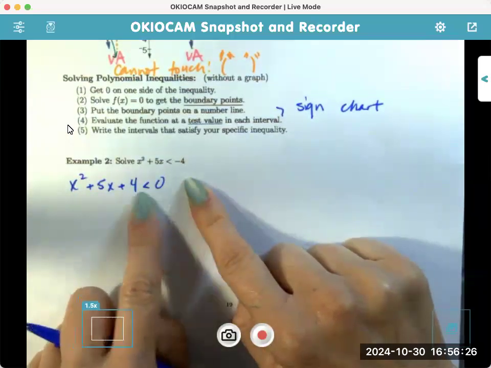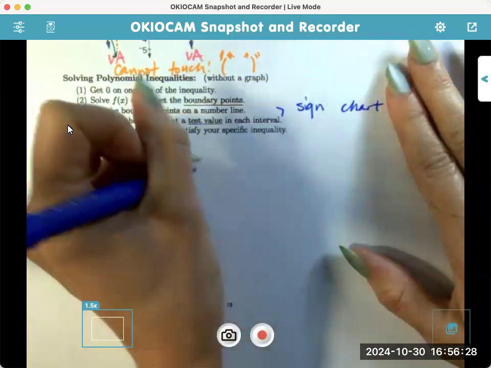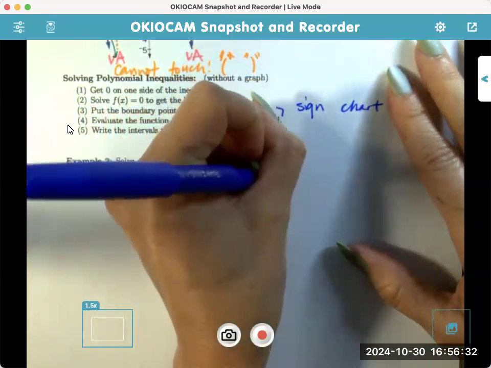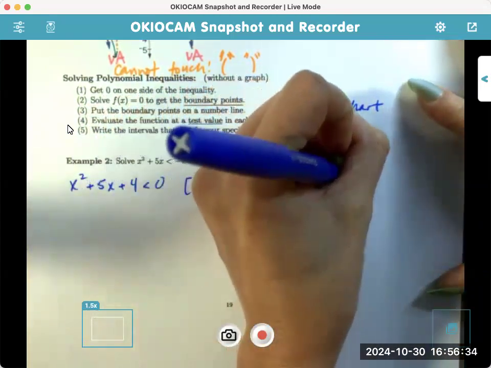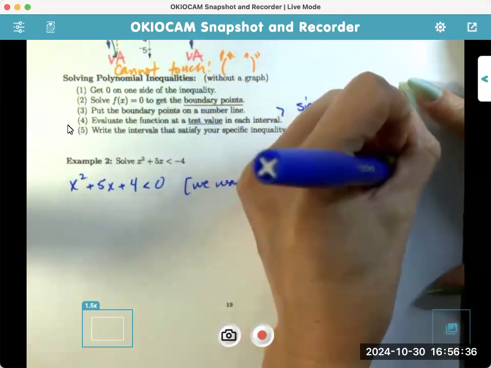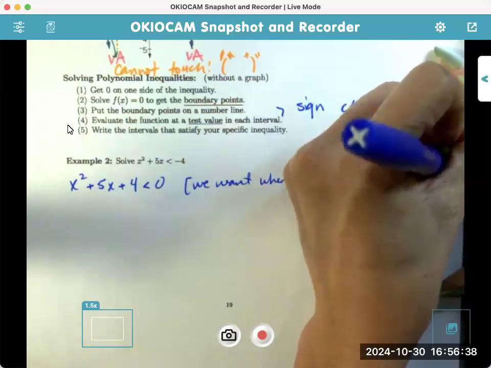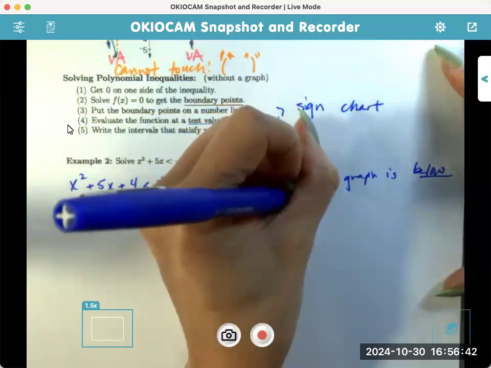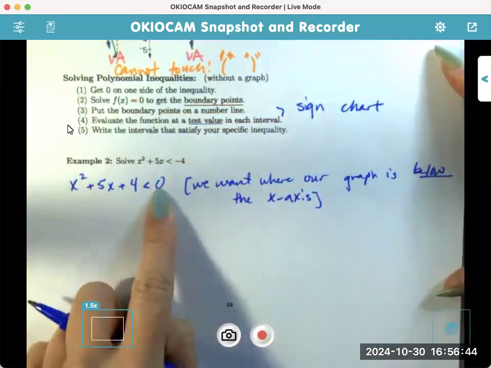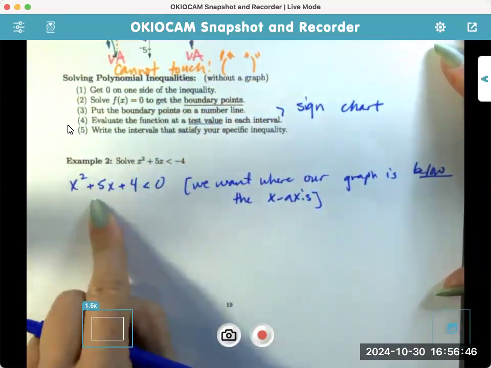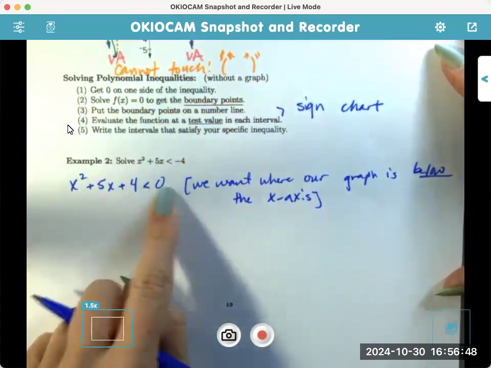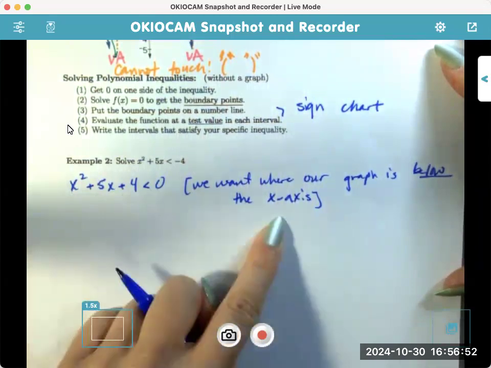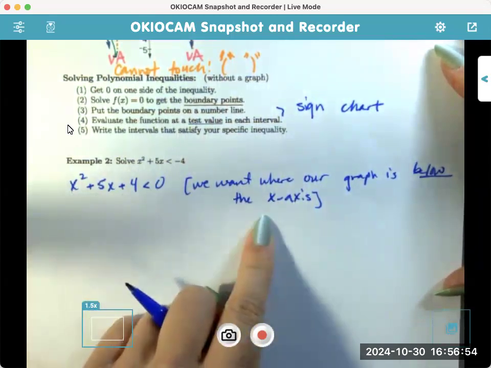Okay. So remember, we want to now know where our graph is below the x-axis, because less than or equal to 0. This is what that means. Where is our function below the x-axis? x squared plus 5x plus 4 less than or equal to 0. This is basically what this means.